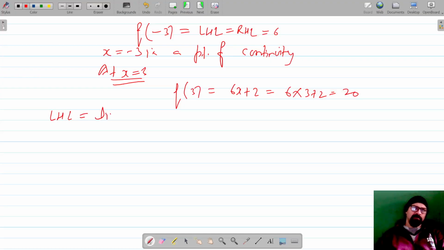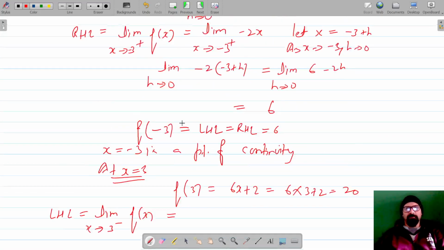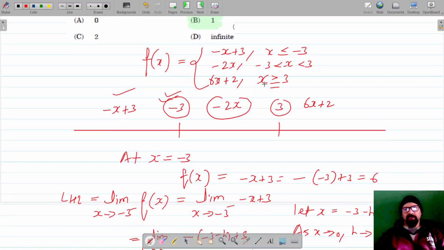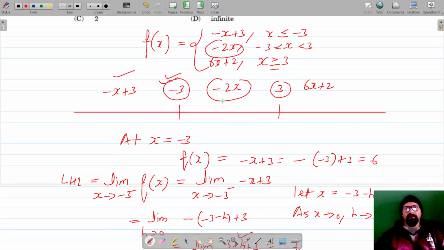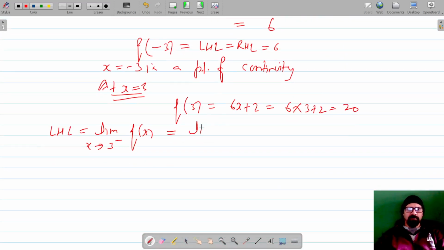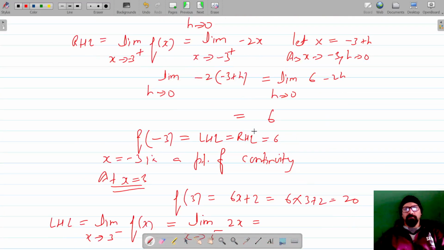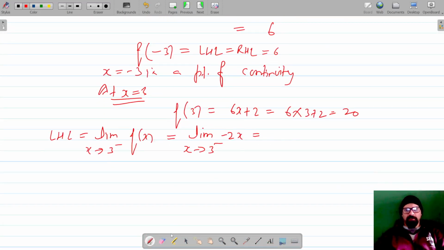So left hand limit is limit x tends to 3 negative f of x, and when x is less than 3, the function is negative 2x. So this is limit x tends to 3 of negative 2x. And now let's assume that x is equal to 3 minus a small value h, and here as x tends to 3, h tends to 0.